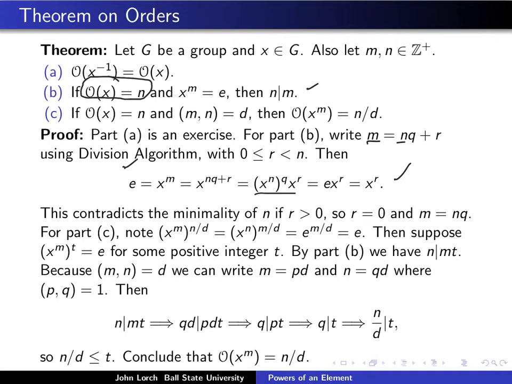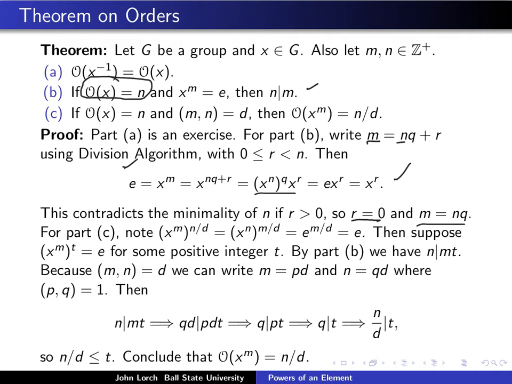Therefore, r must equal 0. That's the only other possibility for r. And if r is 0, then that means that m is equal to n times q, which means that n is a divisor of m, and that's exactly what we wanted to show.